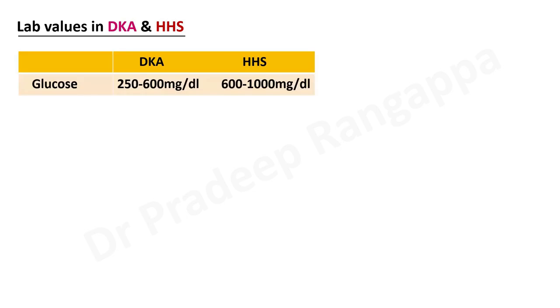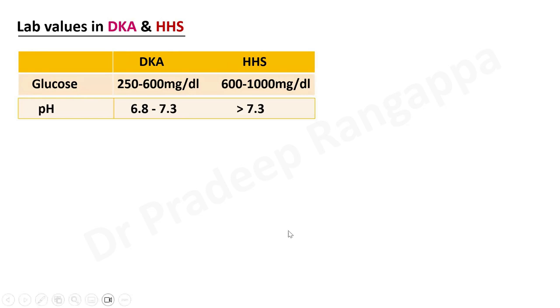So, lab values in DKA and HHS. Obviously, when this question is asked in an exam, it is good to showcase your knowledge about how you differentiate DKA and HHS. In DKA, the glucose level is not as high as in HHS, because in HHS the sugar levels can be anywhere in the range of 600 to 1000 milligrams per deciliter, but in DKA it will be a little less, 250 to 600. And as the name suggests, in DKA the pH will be acidemic, so it will be 6.8 to 7.3. But in HHS, there won't be an acidosis component, so pH will be more than 7.3.